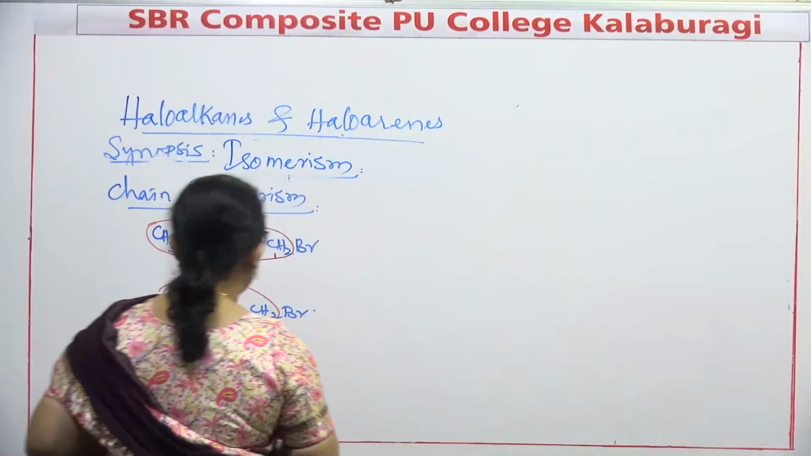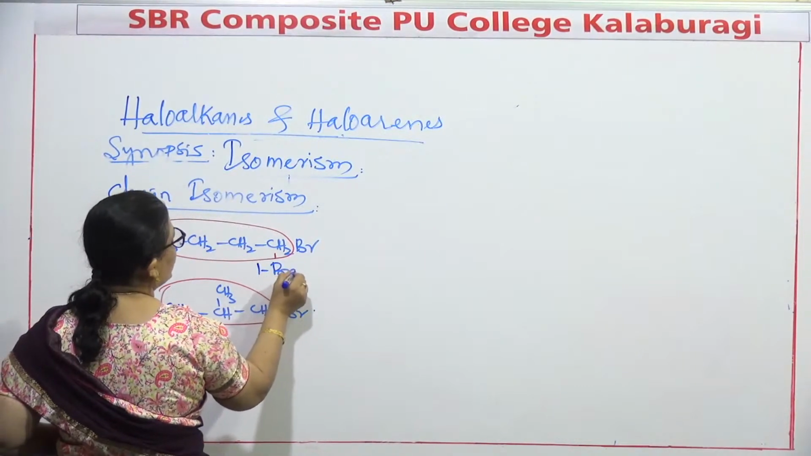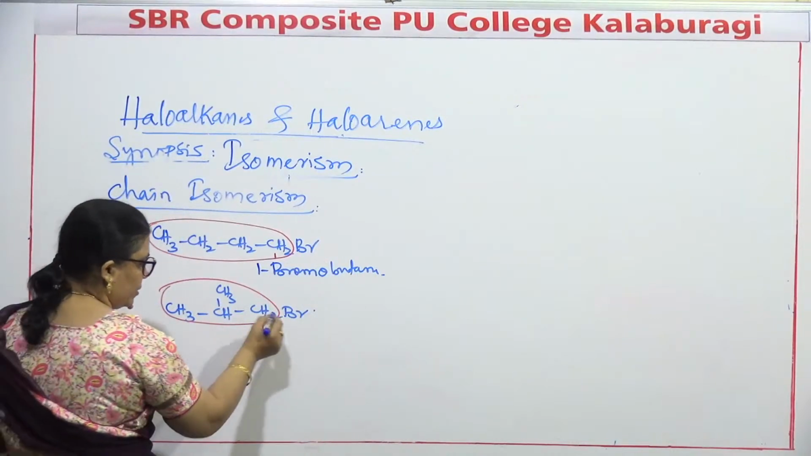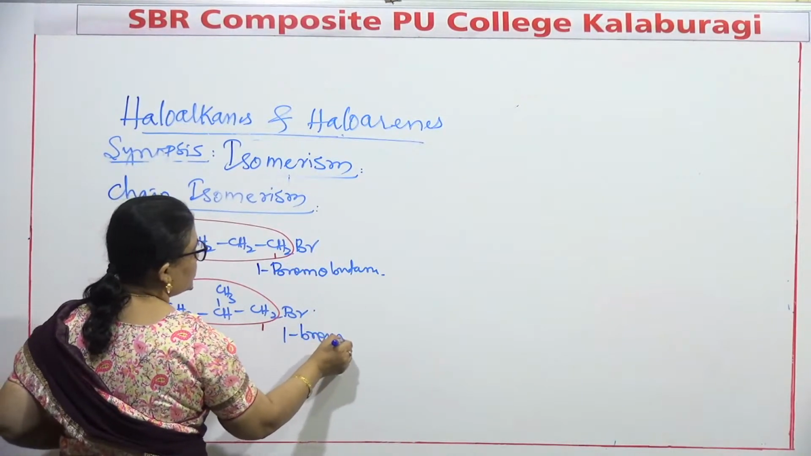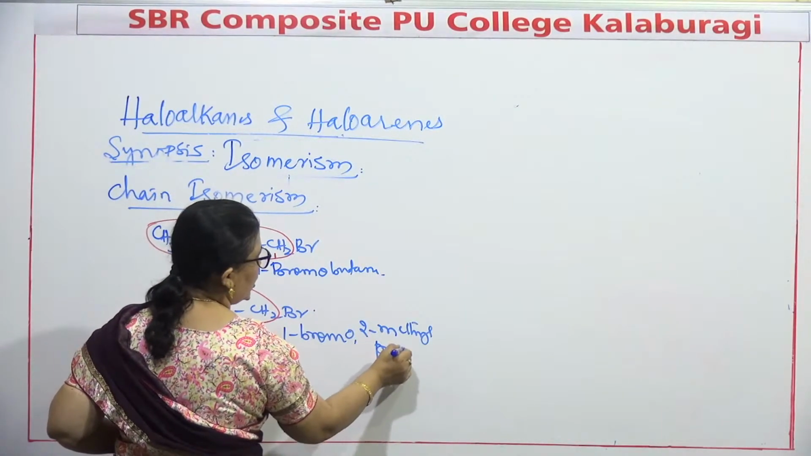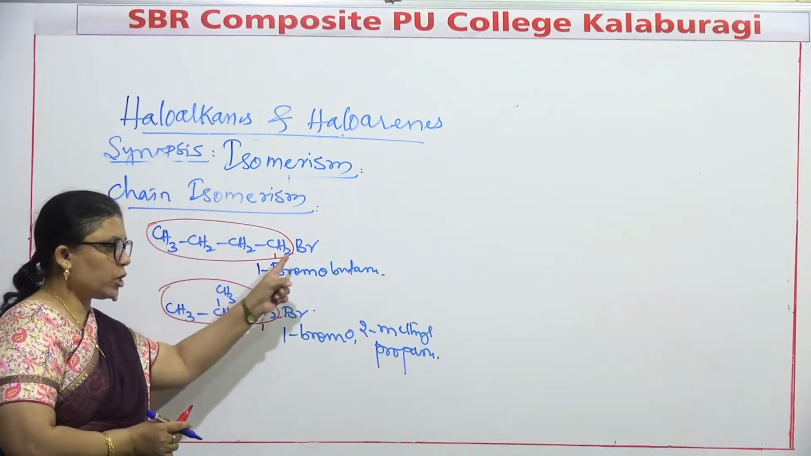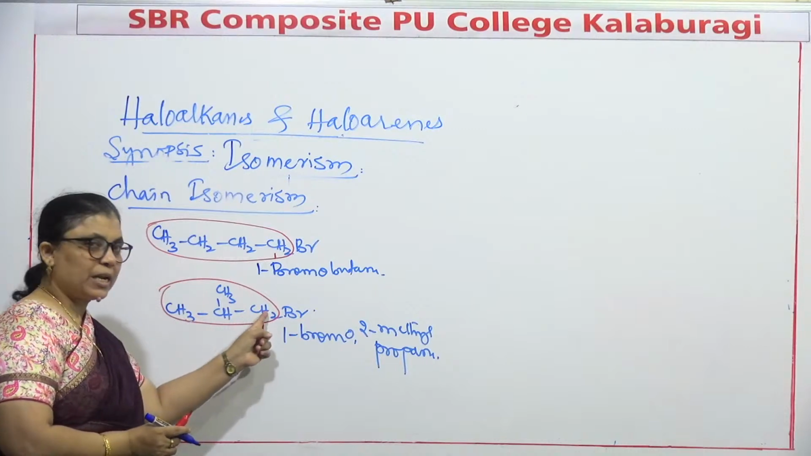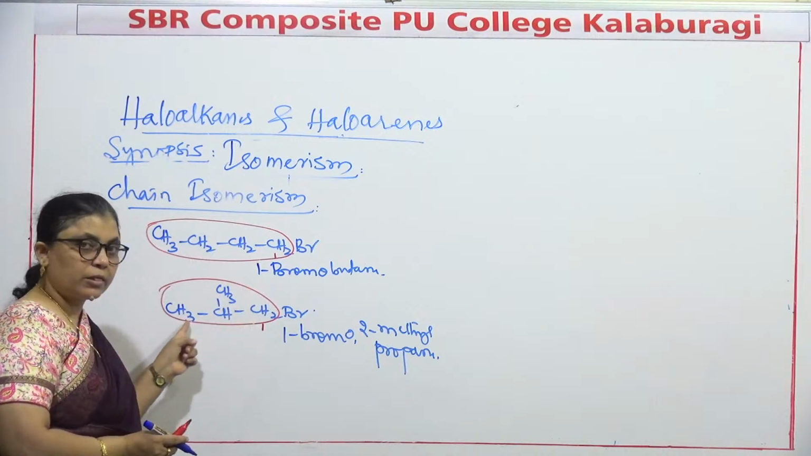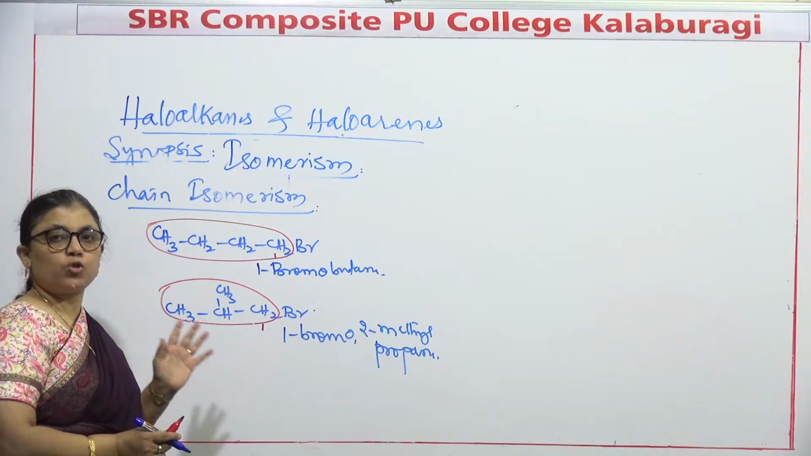Now, if you want to confirm, you can write the IUPAC name: 1-bromobutane. The parental chain is butane. The other is 1-bromo-2-methylpropane. Here we are taking the long chain as 4 carbon atoms, and here we are taking the parental chain with 3 carbon atoms. Either way, the position of the halide is the same.